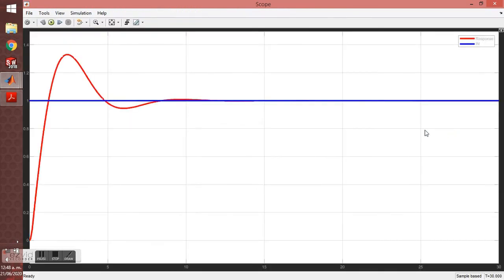Finally, the graphic response of the previous diagram implemented in Simulink is this. Here we have in red the response and the step input, that is 1. We can see it is perfect.